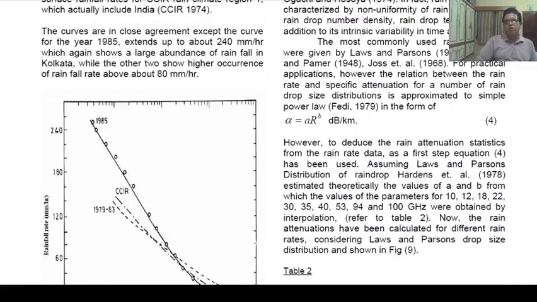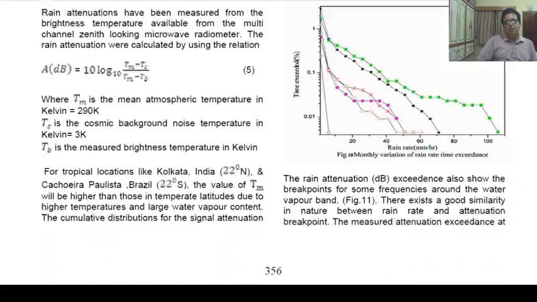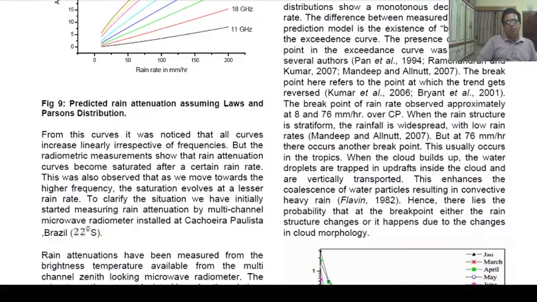According to the formula, alpha equal to A R raised to B dB per kilometer, and it is given in the curve. From this curve, it was noticed that all curves increase linearly irrespective of frequencies. But the radiometric measurement shows that rain attenuation curves become saturated after a certain rain rate. Radiometric measurements, that means experimentally, give the data that after a certain rain rate it becomes saturated. This was also observed that as we move toward higher frequency, the saturation evolves at a lesser rain rate.